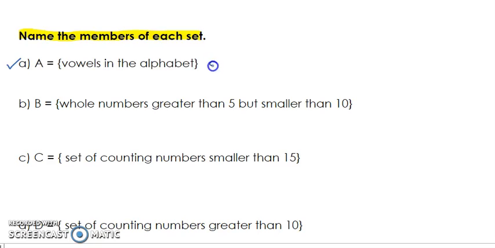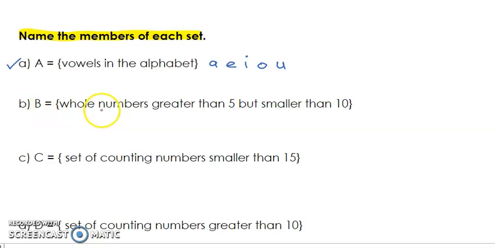That one is quite simple. A, E, I, O, U. So we know that this set A has 5 members: A, E, I, O, and U. All right? So that one is easy. So let's look at this one.